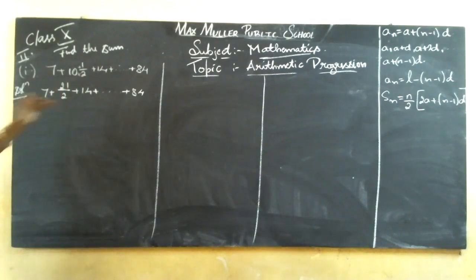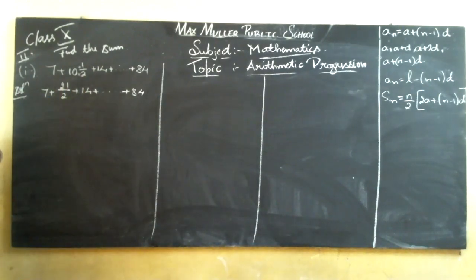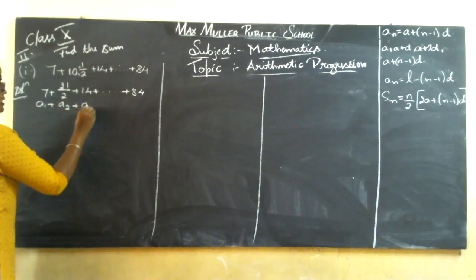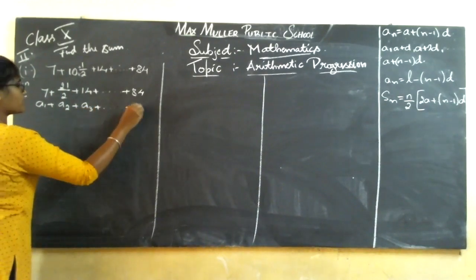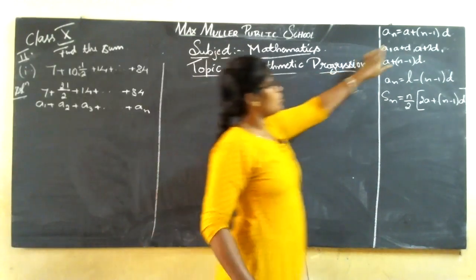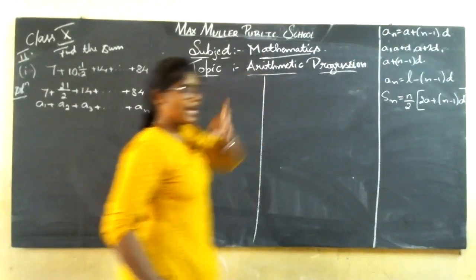Okay, now the sequence is ready. Let me number the sequence. Tell me, how are you going to number the sequence? A1, A2, A3, and this you are going to write as AN, correct? You are going to do it with this formula. Why are you going to do it with this formula? I'll tell you.